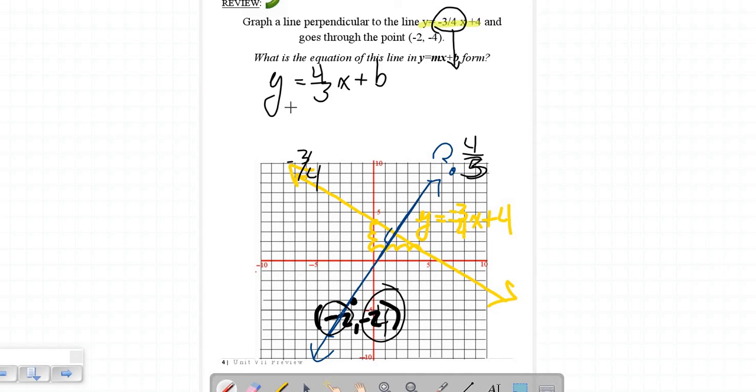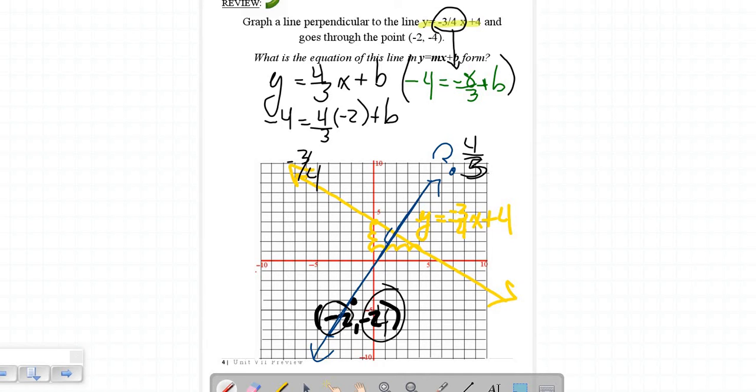So we have our y is negative 4, 4/3. This is negative 2 plus b. Now, most of you can see right off the bat, you're going to end up with fractions here. So I'm going to get rid of the fraction after this next step. So we have negative 4 equals negative 8/3 plus b. We're going to get rid of that fraction.